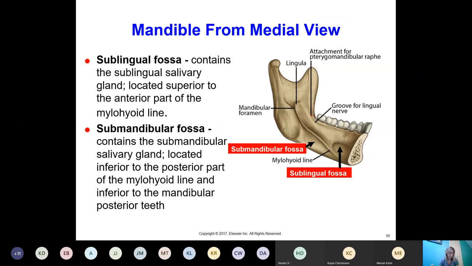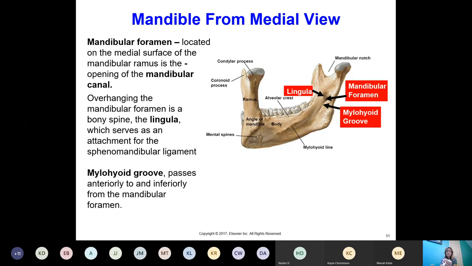From the medial view, if you're sitting on your tongue, looking out, you have your mandibular foramen, which is on the medial surface of the ramus. So here's the ramus. It's kind of hard to see, but it's right inside here. When you're looking at the mandible, you can see this thickness here. It's this little opened area right here. That's the mandibular foramen. And overhanging it is this bony spine called the lingula.